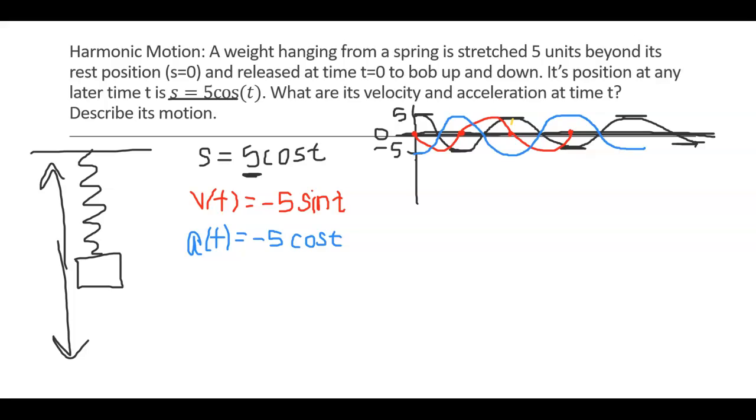So then it says, what are its velocity and acceleration at time t? Describe its motion. So we have velocity, we have acceleration, we've described the motion verbally. Let's describe it algebraically. In order to describe it algebraically, I need to know at what actual values, because these are general drawings, when is the velocity actually 0?